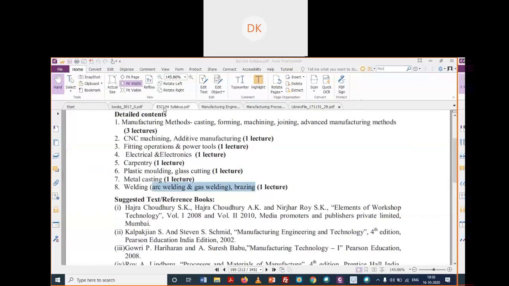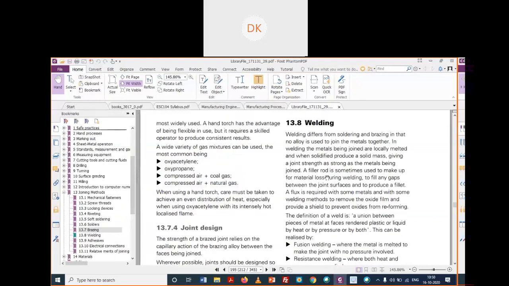So in your course, only arc welding and gas welding is there. Now we'll see what type of welding processes are there. So welding differs from soldering and brazing in that. Now you just remember this term only. One is welding and it differs from, I'll highlight it.